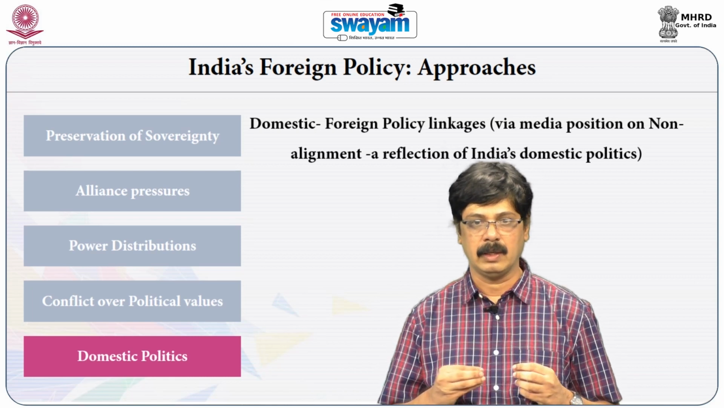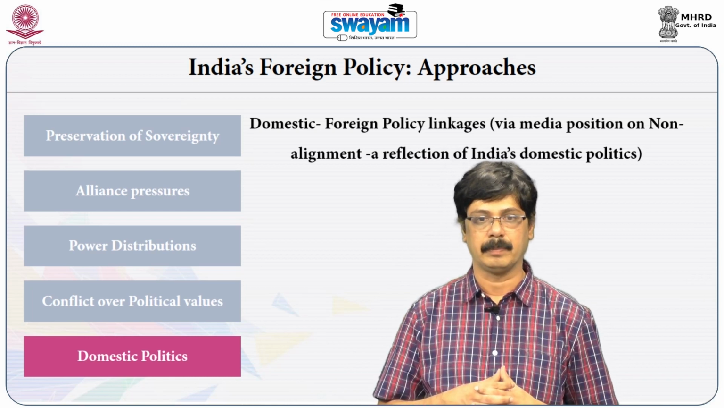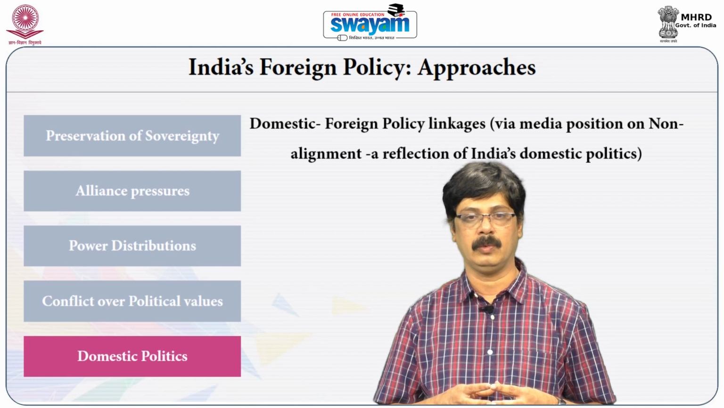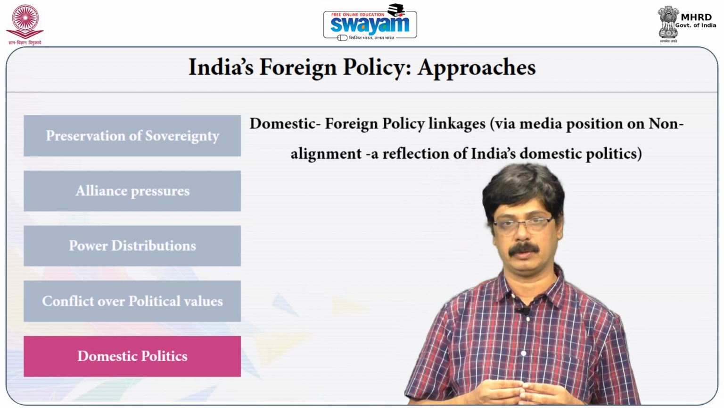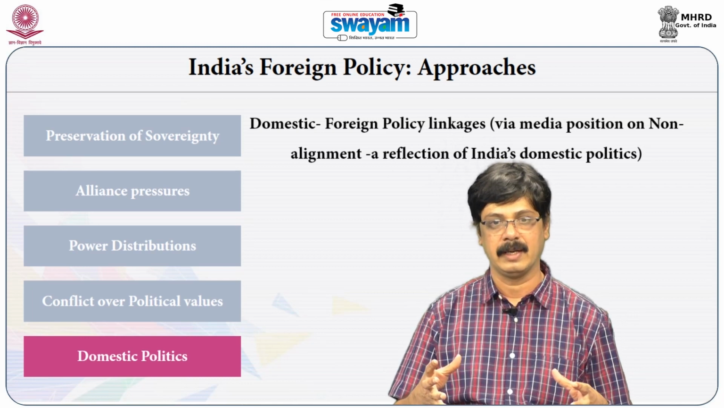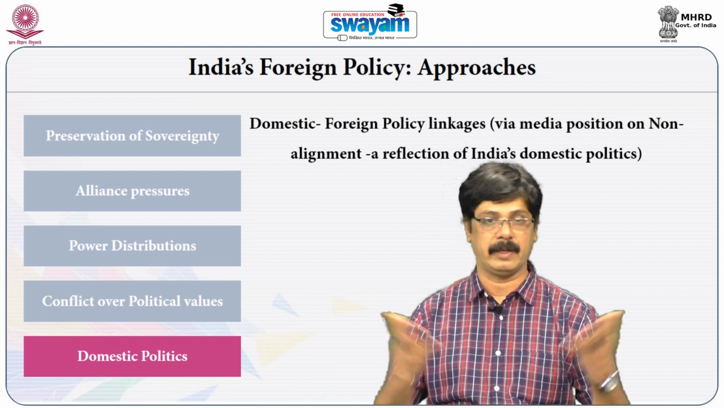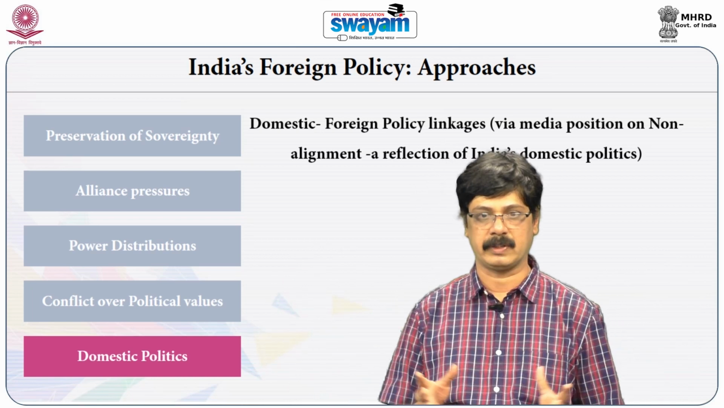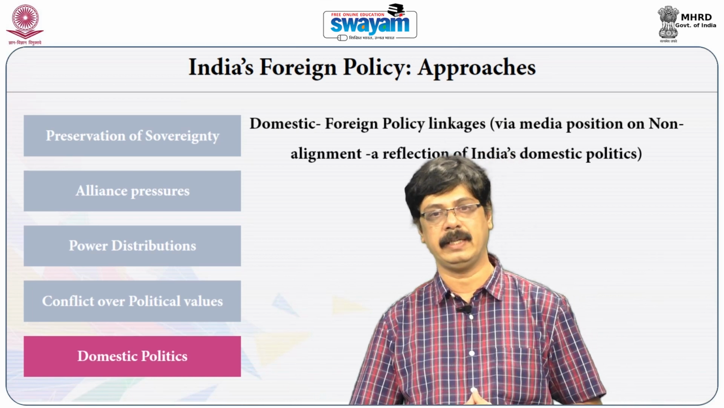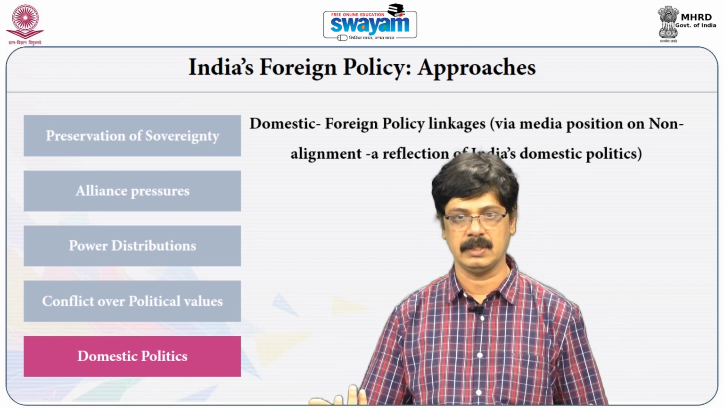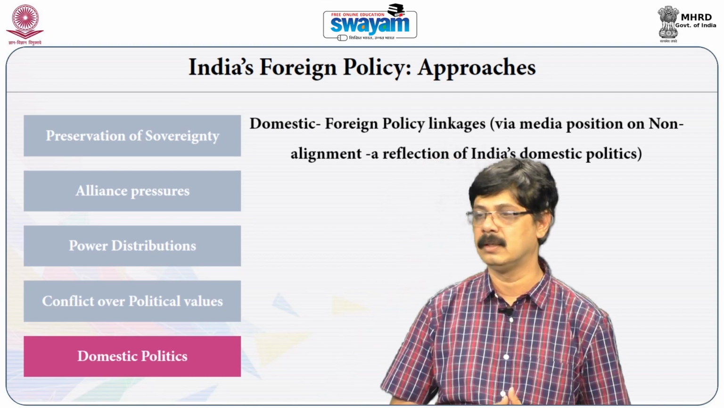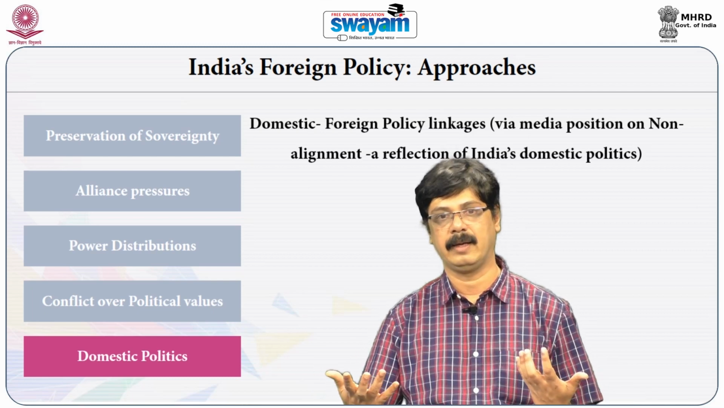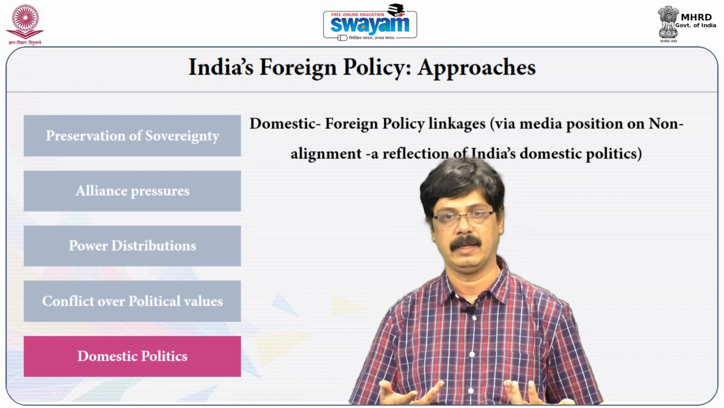For instance, the via media position that Indian politics used to take, especially during the Cold War period, was the base by which India took a via media position in the international arena by way of the policy of non-alignment. So broadly, these are the five important approaches: the preservation of sovereignty, alliance pressure, power distribution, conflict over political values, and domestic politics. So one can look at foreign policy through either of these important approaches, or maybe a combination of some of these.